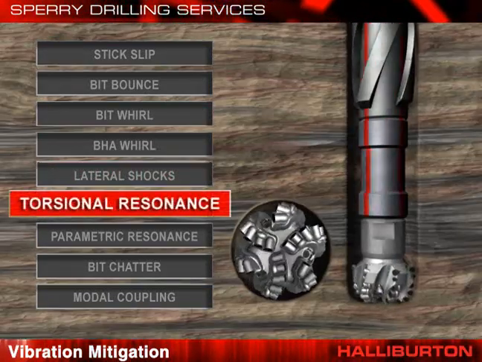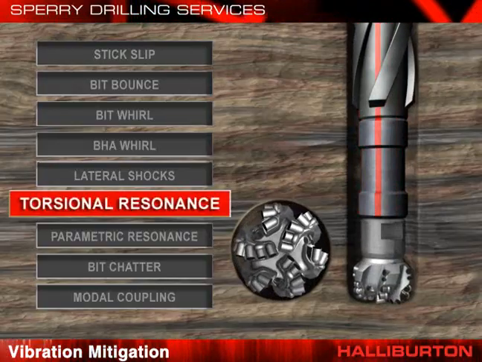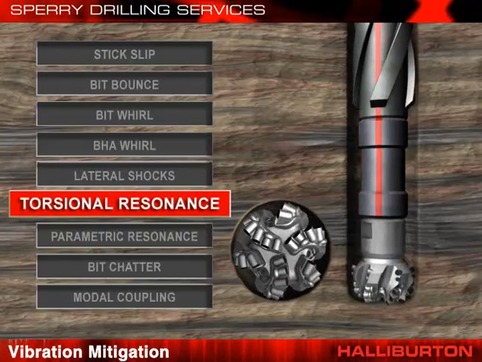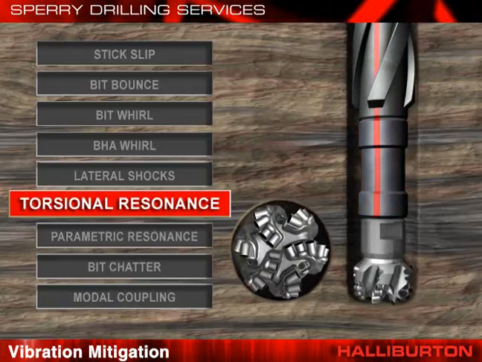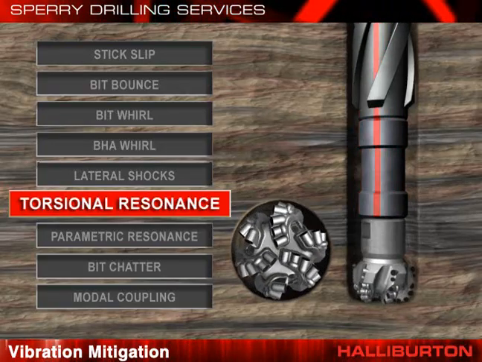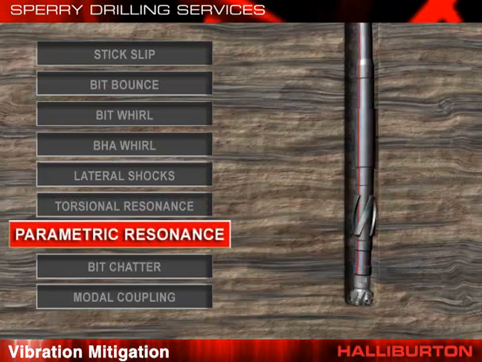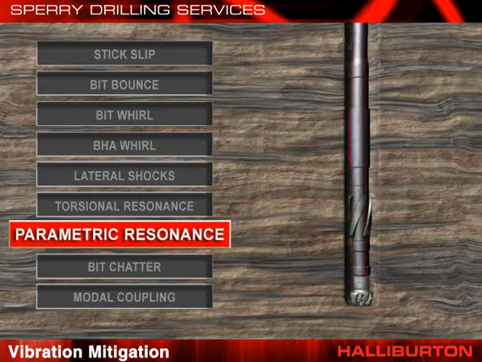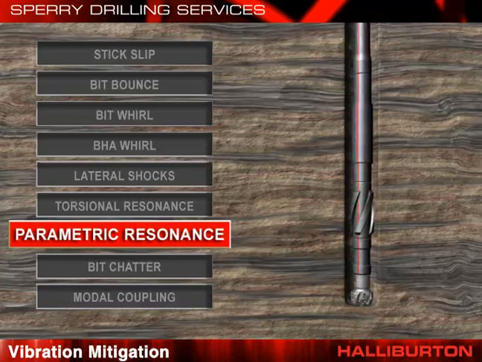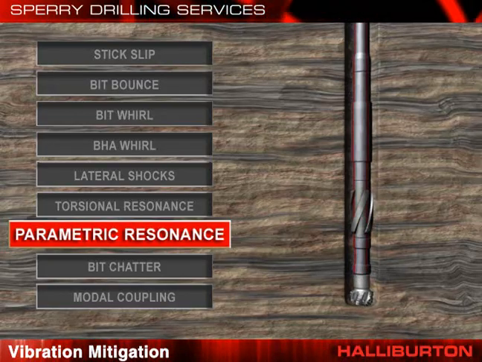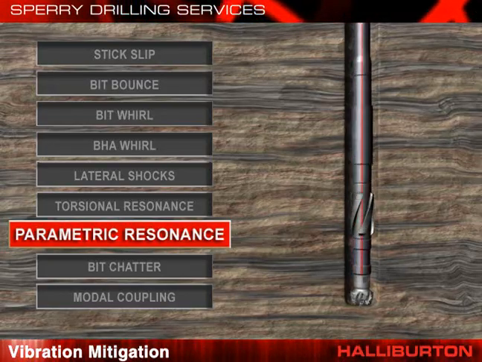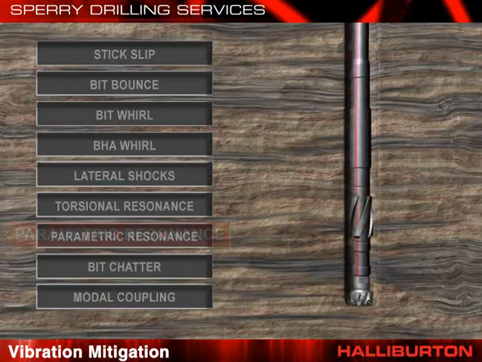Torsional resonance is specifically drill collar torsional resonance and causes a juddering vibration of the drill string. It typically occurs in very hard rock being drilled with a PDC bit. Parametric resonance is our name for the severe lateral vibrations generated by axial vibrations caused by the interaction of the bit with the formation, which results in fluctuations of weight on the bit.